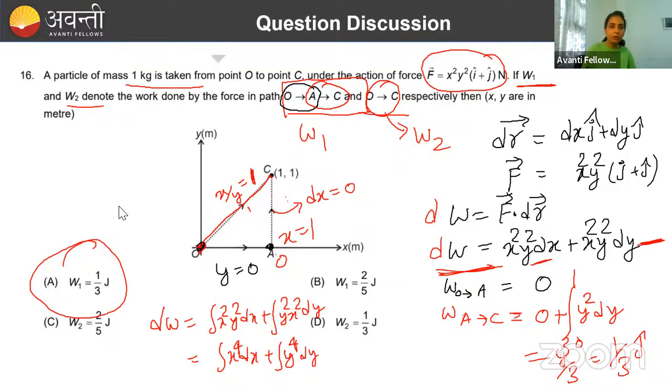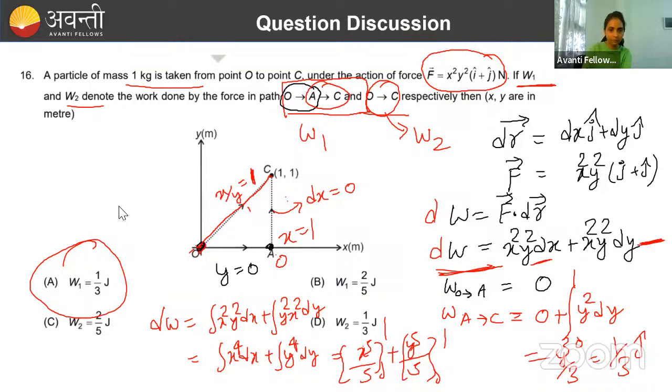If you solve it, you are going to get x to the power 5 by 5, again x value will change from 0 to 1, plus y to the power 5 by 5, again this will change from 0 to 1. So what answer are you going to get here? It will give us 1 by 5, and 1 by 5. So W2 will be 2 by 5 joule.